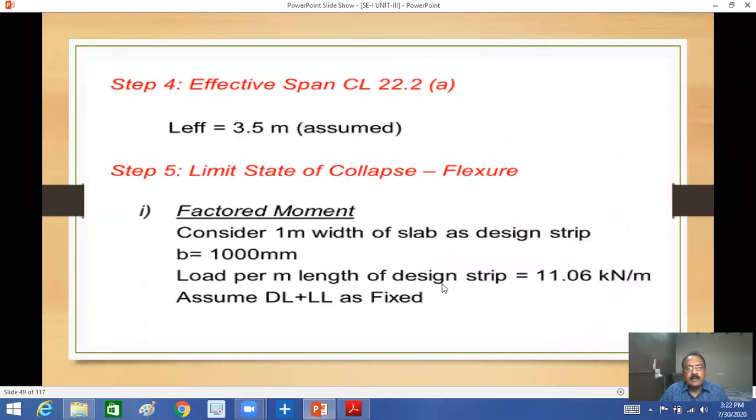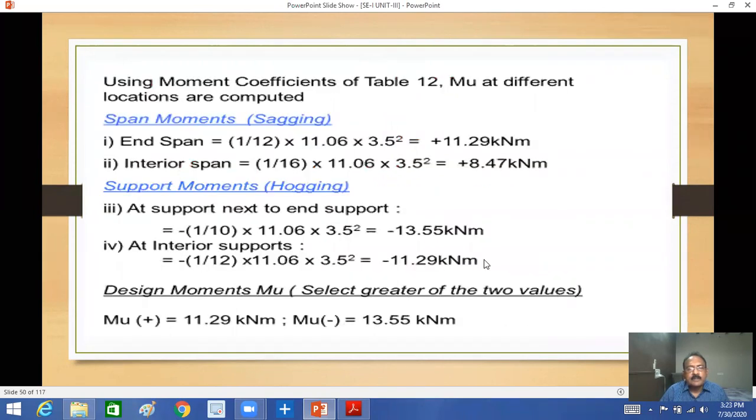Similarly, we have to calculate the effective span, 3.5 meters. So factored loads we calculate. For the limit state of collapse, we take load per strip length 11.06 kilonewton per meter. Here the sagging moment, as we have taken from the table 12 and 16, end span and interior span, is 1 by 12, 1 by 12. So these are the moments. This is the maximum moment, and here at the interior support it is 1 by 10. So 13.5. If you design for 13.5 kilonewton meter, the structure is on the safe side.